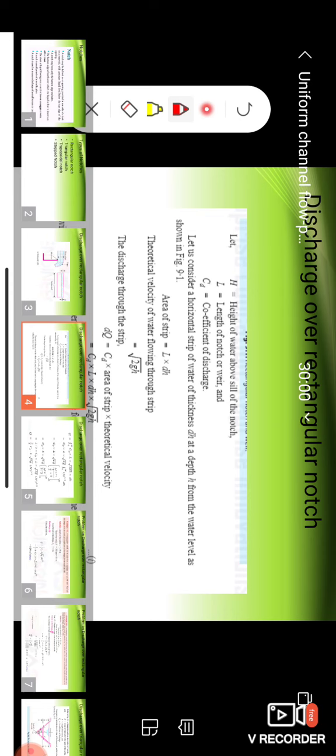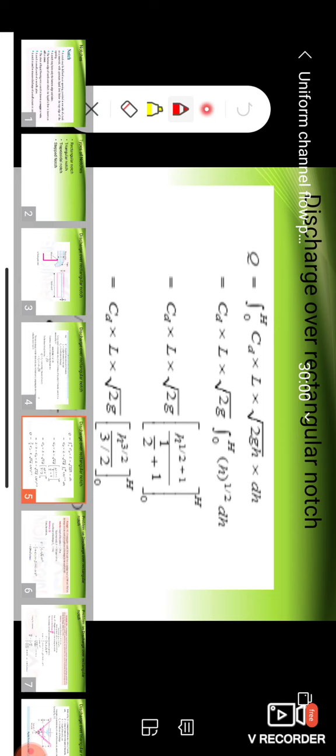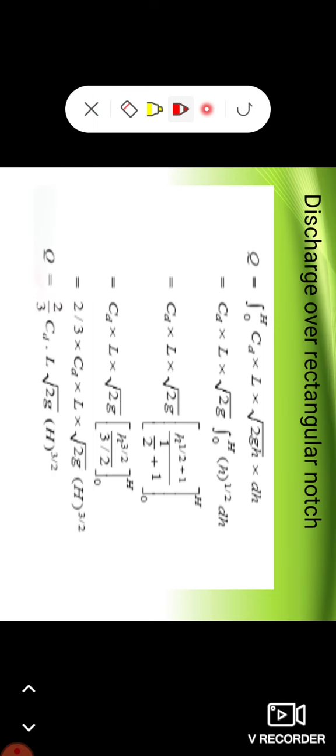That is, the equation is CD into L into dh into root of 2gh. Then the discharge over the rectangular notch. Look at here, we are integrating the same equation whatever we obtained, that is dQ is equal to CD into L into dh into root of 2gh. Let us integrate from 0 to h.